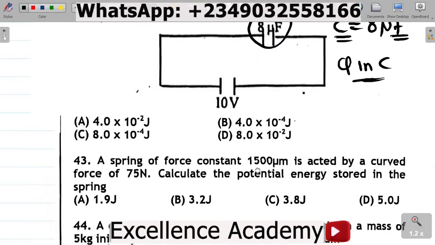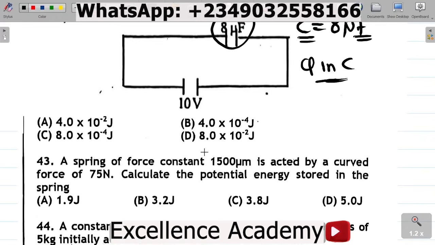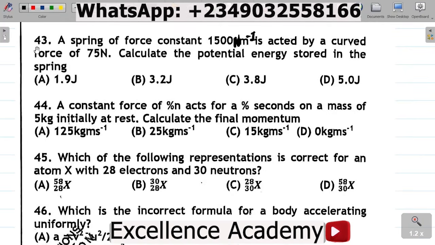4 times 10 to the power minus 4. Yes, we do. That is option B, this one here. So next up, question 43.